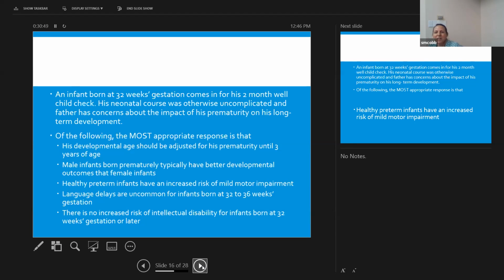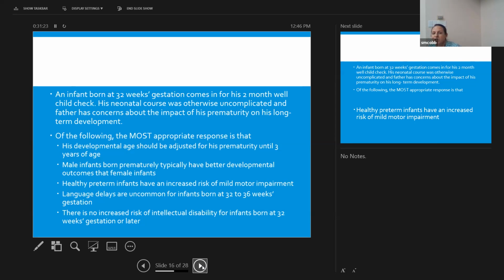And then, healthy preterm infants have an increased risk of mild motor impairment. Well, that one sounds reasonable, right? Language delays are uncommon for infants born at 32 to 36 weeks gestation. Anybody have any thoughts about language delays being uncommon? It's the most common developmental delay coming out of that age group. So an isolated language delay is the most common. So that one's not correct because the opposite is true.